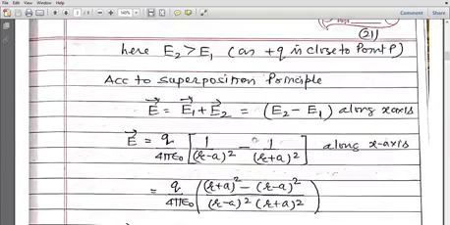Now again come to the point. According to superposition principle, E is equal to E1 plus E2. E2 is in positive direction, so it has been taken as positive. E1 is in negative direction or opposite direction, so E1 has been taken as negative sign. क्योंकि वेक्टर को जब आप मैग्नीट्यूड्स में लिखेंगे तो डायरेक्शन को नेगेटिव साइन से लिखा जाता है, ऑपोजिट डायरेक्शन को नेगेटिव साइन से लिखा हमने. Which one is opposite? E1 is opposite in comparison to E2, so E1 has taken as negative.